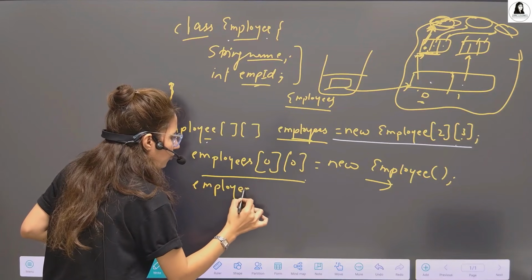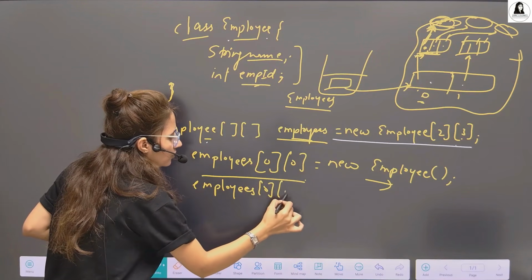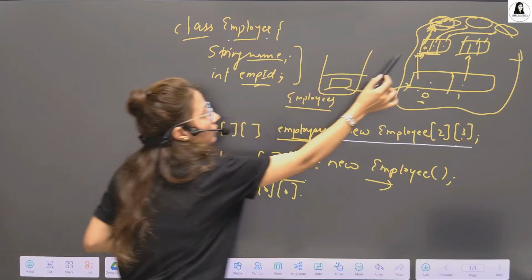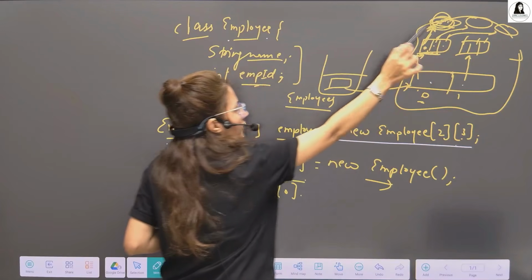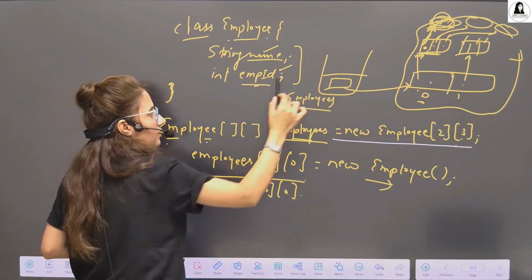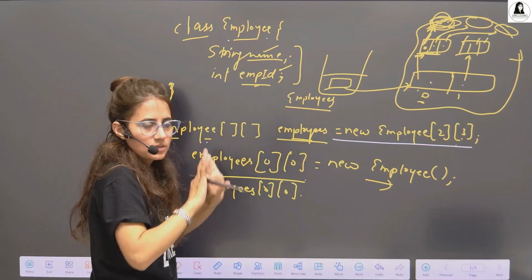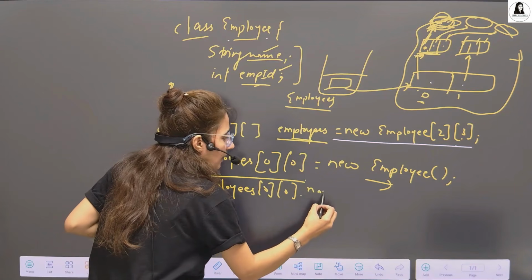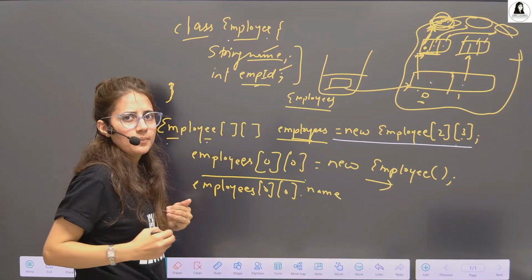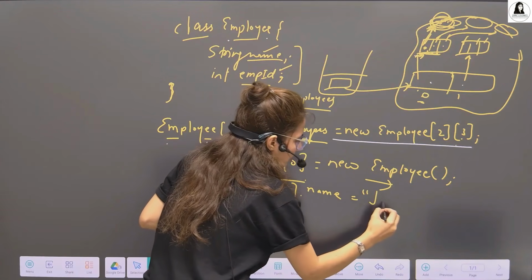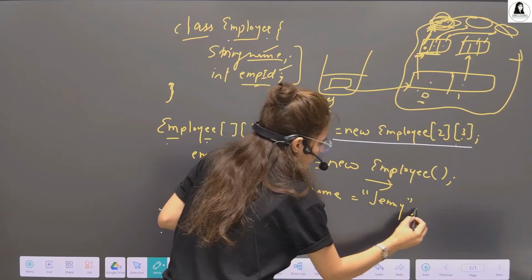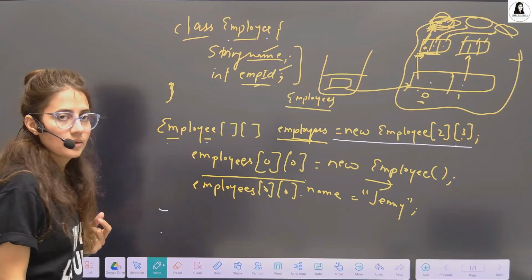Now you can access. How can you access? You can write employees 0 0 dot. Dot means some value has been allocated in the heap area which is having addresses for this name and emp id, and the value would be stored. Suppose you have entered some value. So dot name will give you the name. So here also you can store, like, Jenny. Something like this you need to take care.